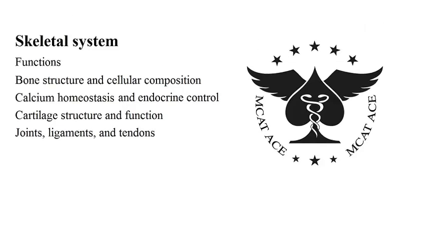We have discussed different functions of the skeletal system. We have discussed different bone structures based on their shape and their cellular composition, discussed the role of calcitonin as well as parathyroid hormone in calcium homeostasis. We discussed different cartilage structures and functions, and then finally we discussed the role of joints, ligaments, and tendons in the skeletal system.